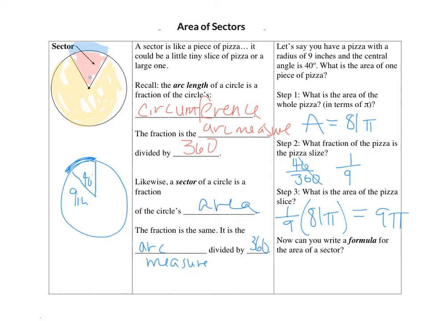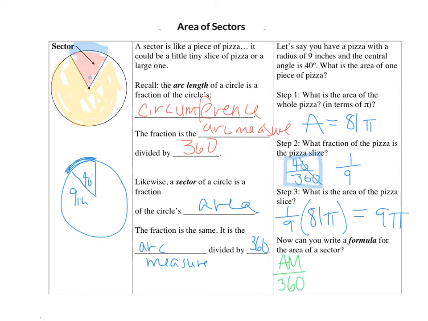Okay, now that we've talked through all of that, can we write a formula for the area of a sector? Let's think about what we did. We started by finding this fraction. This fraction right here was on the top. What was that 40? That's the arc measure. So we're going to take the arc measure, which I'm going to write as AM, and we always divide that by 360. That's going to give us our fraction.